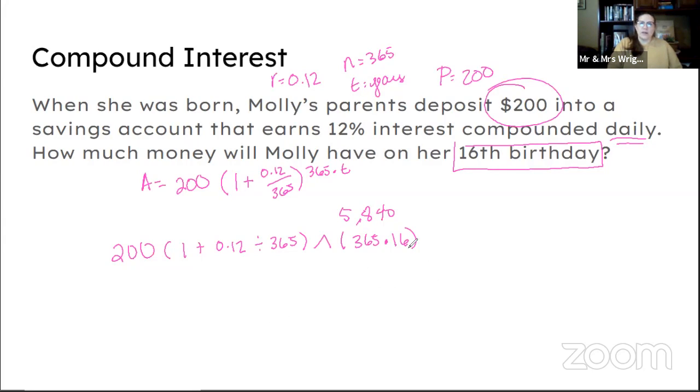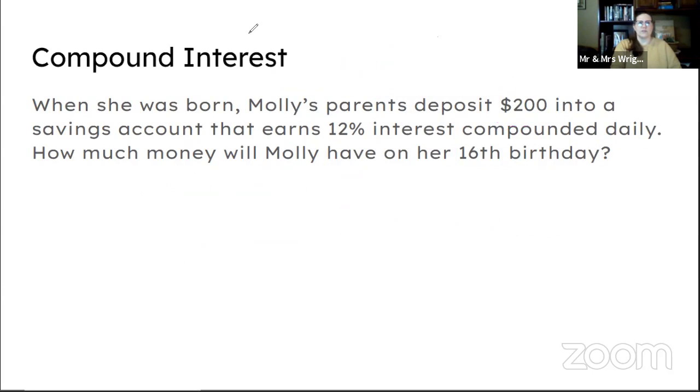Okay, so if Molly's parents put in $200, that's it, just $200, after 16 years on her 16th birthday, she will have $1,363.76, because we round to the nearest penny since this is money. So that's quite a bit of money she earned there from her parents' initial investment of $200. So go parents, yay Molly.